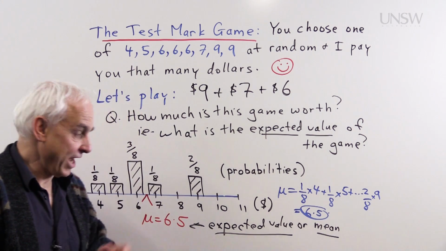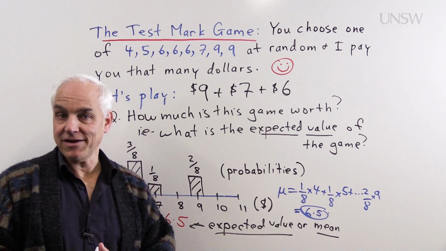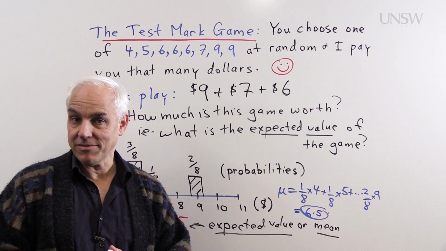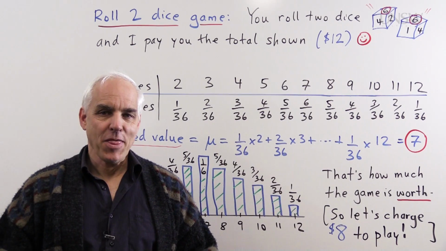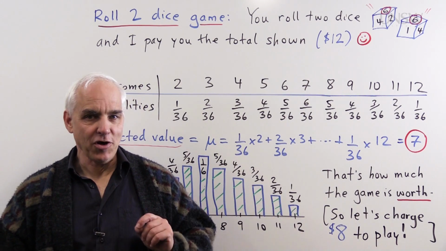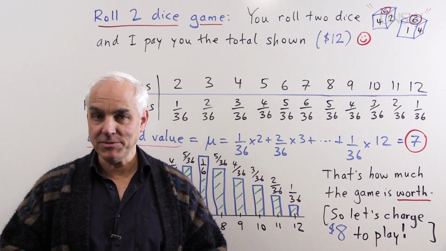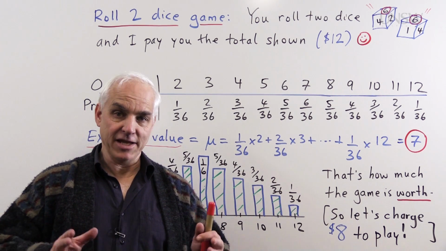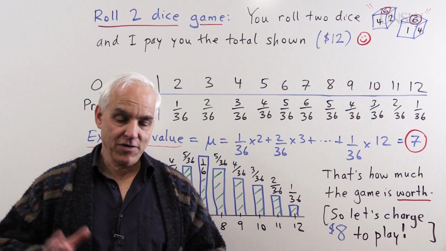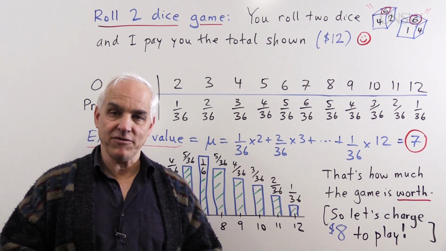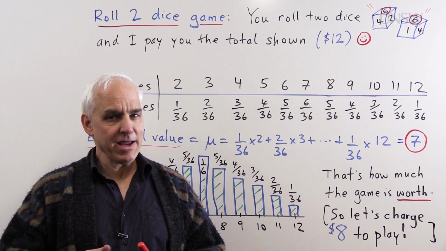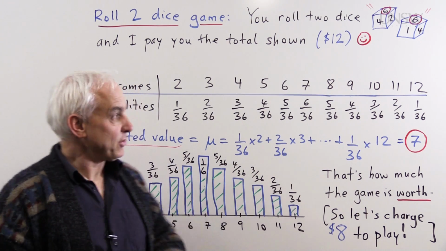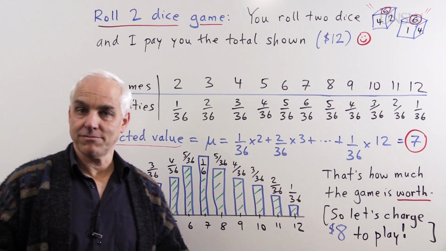Let's have a look at another game where we can calculate a similar expected value or mean. Okay, let's take our understanding of expected values of games and apply it to perhaps a hen's party or a buck's night. You've got some friends over, you want to play a little bit of some games, and you want to make a little bit of money on the side. So here's a game that you might play.